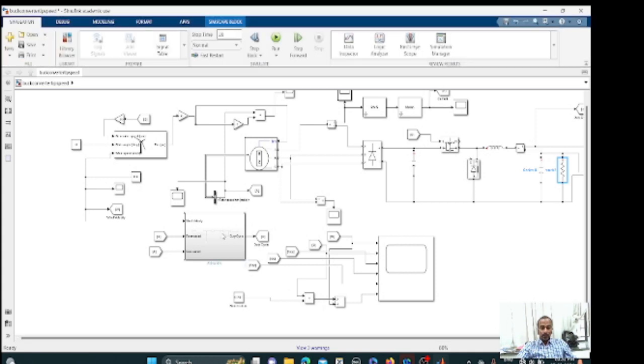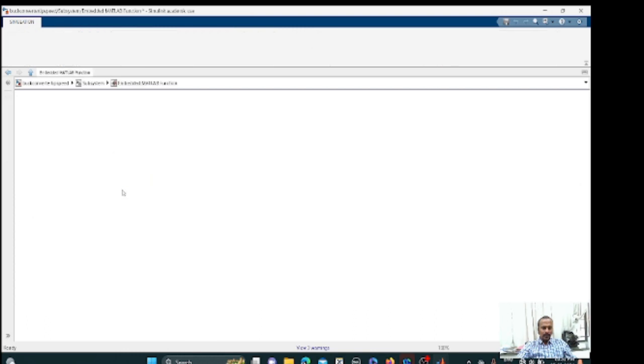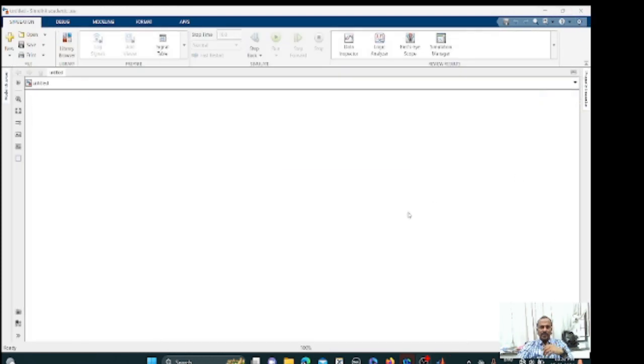One more thing I forgot to tell: I have used the tip speed ratio control algorithm, using the linear relation between wind velocity and optimum speed. That means between the cut-in speed and rated wind velocity, the optimum speed increases with increasing wind velocity. So optimum speed and wind velocity are directly proportional. I have used linear relations to find this in this function block. Then let me go to the waveform analysis.